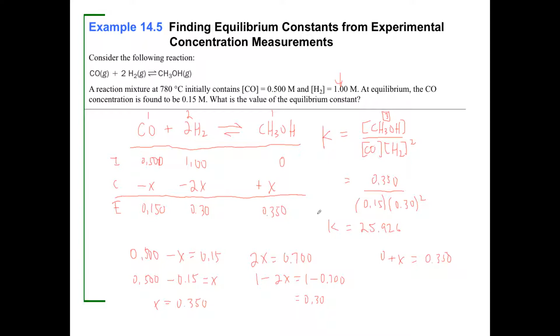3 sig figs in that concentration, right? That's got 3. This only has 2 sig figs, and this has 3. So it looks like this is going to be to 2 sig figs, 26. There's our answer. K is equal to 26.